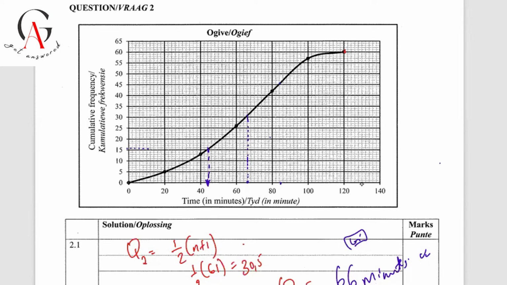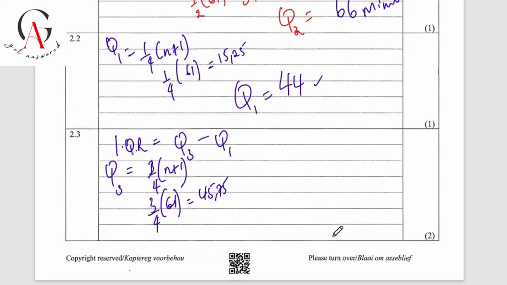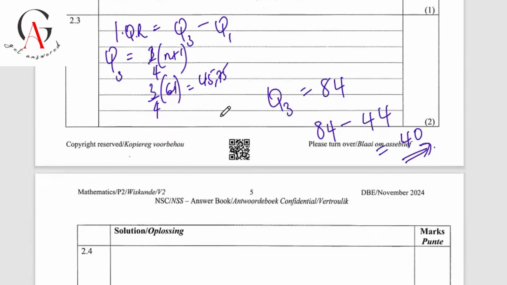Okay, so if I look at 45, 75, which is more like 46, round about that value, I'm getting 84 as my Q3. So which means my Q3 is going to be 84. Then when I get the IQR, answering the question now, it's going to be 84 minus 44, which gives me 40. So that is how I would have gone about that question, 2.3.